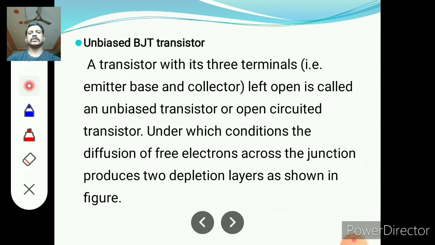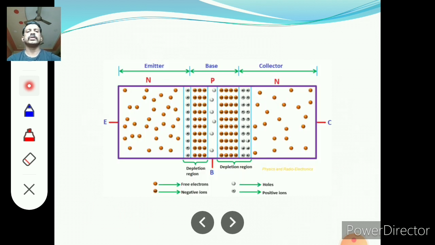Unbiased BJT transistor: a transistor with three terminals, that is emitter, base and collector, left open is called an unbiased transistor or open-circuited transistor. Under this condition, the diffusion of free electrons across the junction produces two depletion layers, as shown in the figure. Here one n-type semiconductor, another n-type semiconductor, and this region is the p-type semiconductor region. So here it is base, here it is emitter, this is collector.